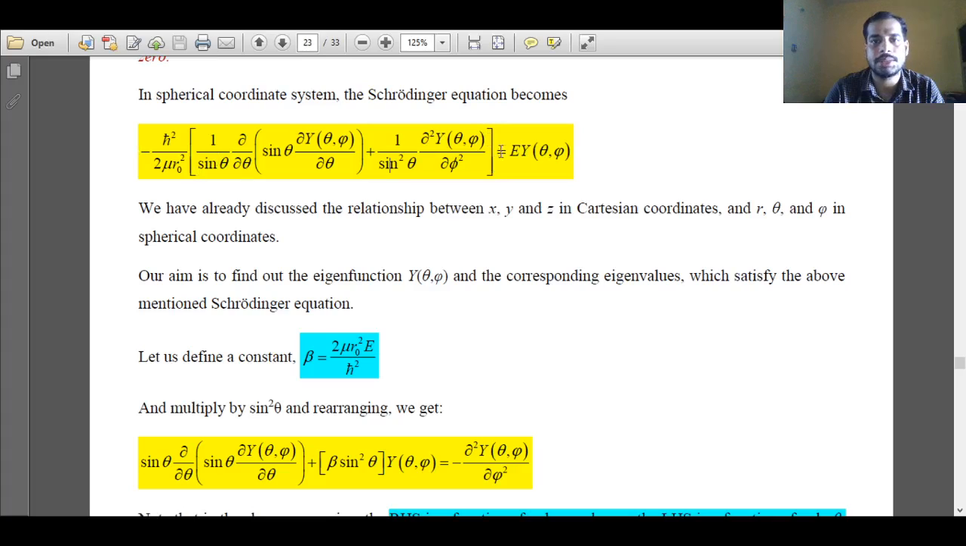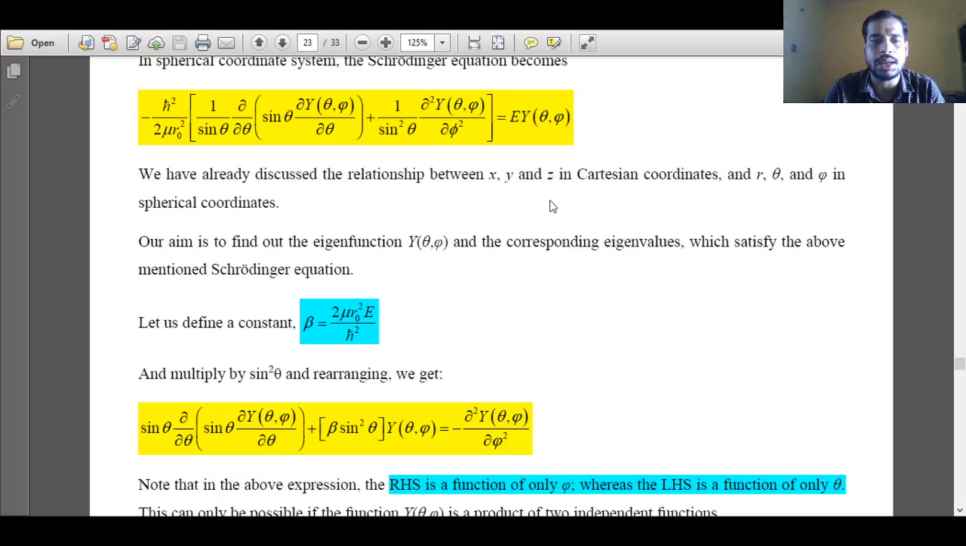If I take the negative sign as well, I'll get minus 2 mu r0 square E over h bar square. Now all the terms are constant in nature, so I'll define a new constant, and the new constant is beta. So my RHS becomes beta Y(theta, phi). I'll take that beta term to the left hand side, and the second term of the left hand side to the right hand side.